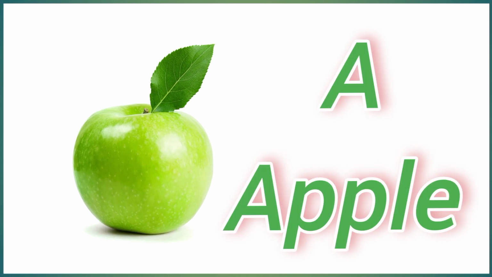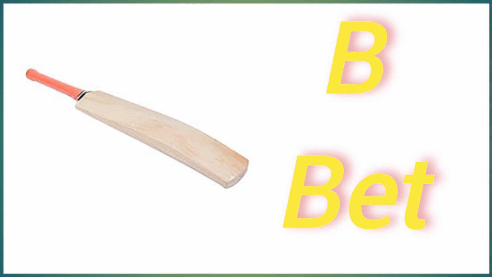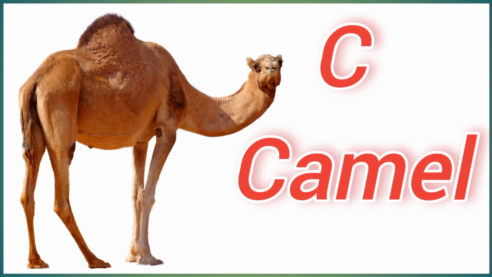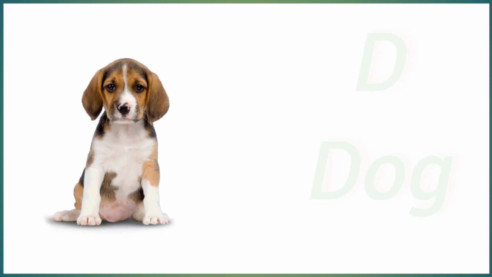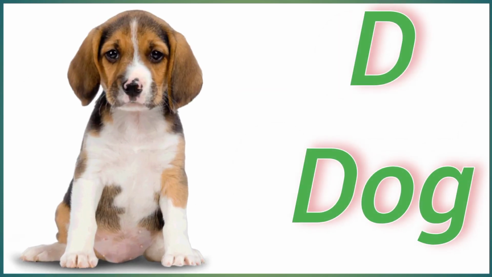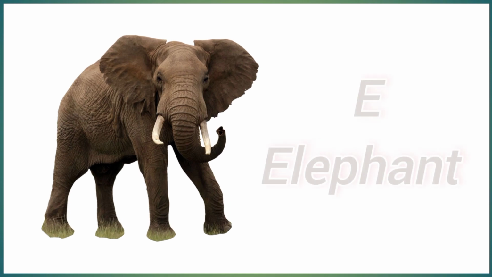A for apple, apple means sev. B for bat, bat means bat. C for camel, camel means ऊंट. D for dog, dog means kutta.